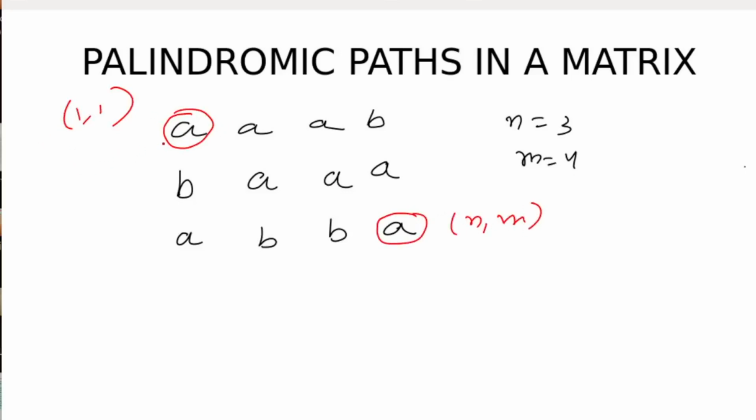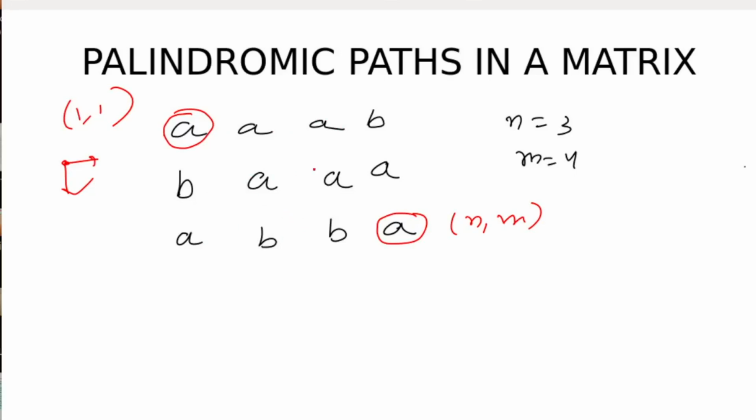Suppose that you are at this cell, then you can move either one cell to its right or one cell down. Okay, and you have to move in such a way that the string made by the characters you have encountered is a palindromic string. So you have to count the number of palindromic paths in this matrix. So let's see how many palindromic paths there are in this matrix.